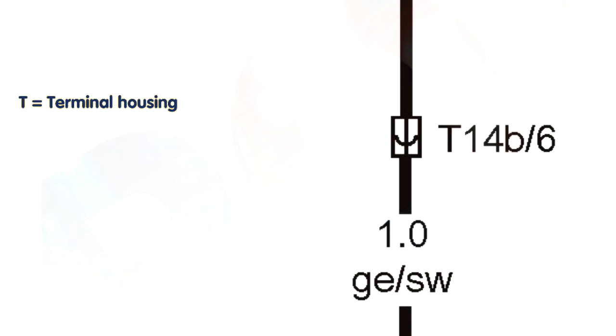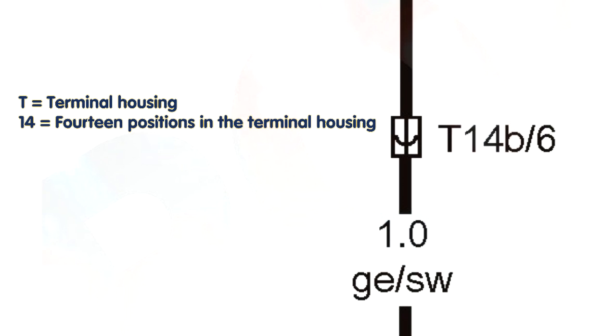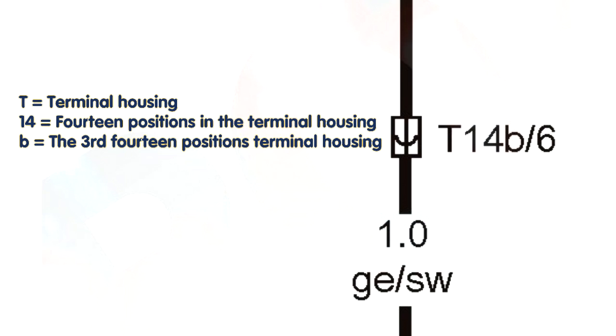T is for terminal housing, the plastic shell that the wires are fitted into. The 14 tells us the terminal housing has 14 positions. The letter B means there are at least two other 14 position terminal housings in the vehicle, T14 and T14A. If there is another 14 position terminal housing, it would be T14C. The /6 means the wire is in position number 6.